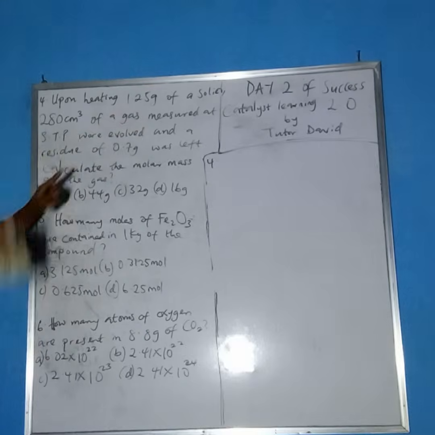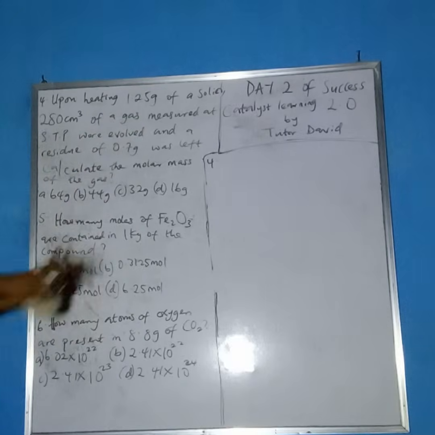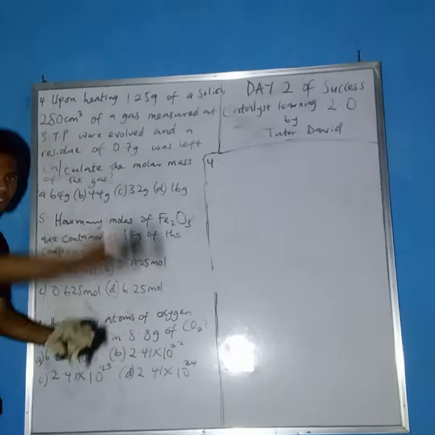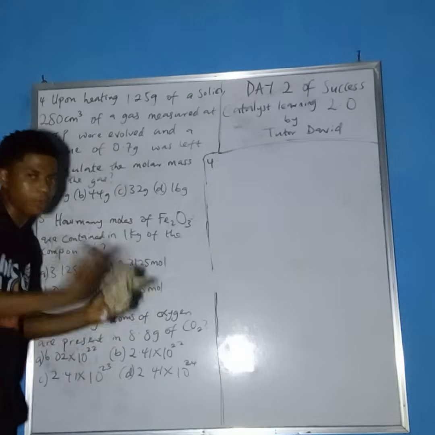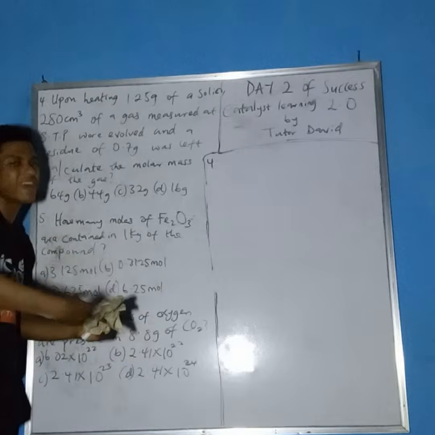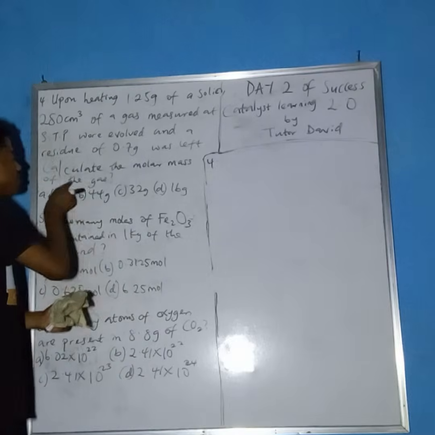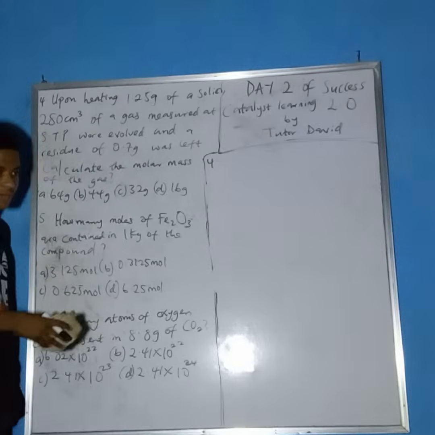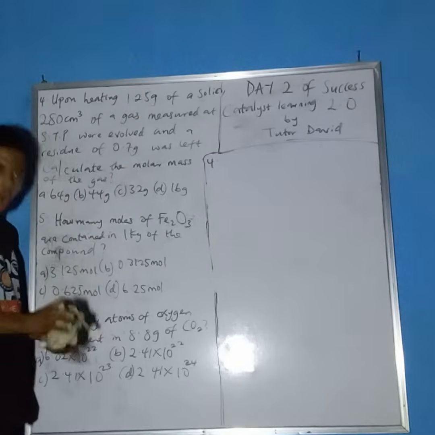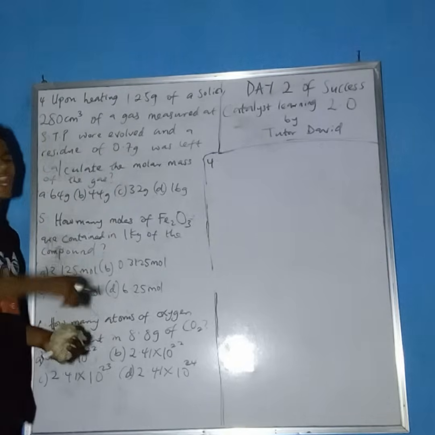All right. And they said it left a residue. The residue means the leftover after the solid sublimed. That means the solid sublimed to an extent that it now paused. It didn't sublime anymore. It now remains just 0.7 gram of that solid. So that is not the mass. The 0.7 grams is not the mass of the gas, and 1.25 is also not the mass of the gas. So how do we now find the mass of the gas?